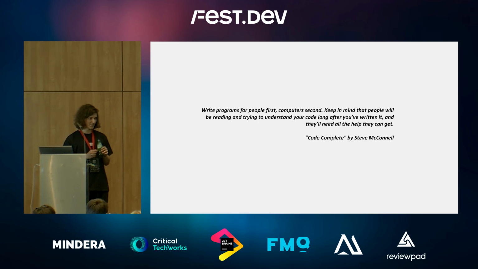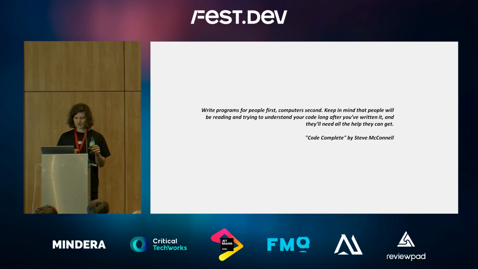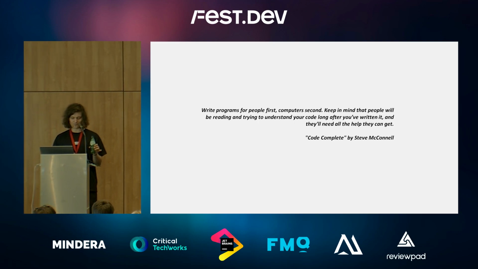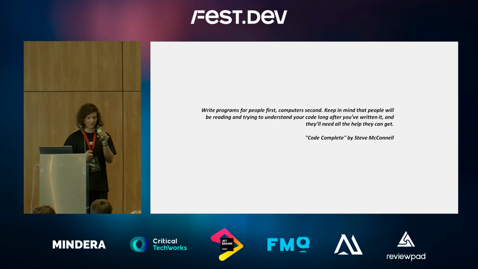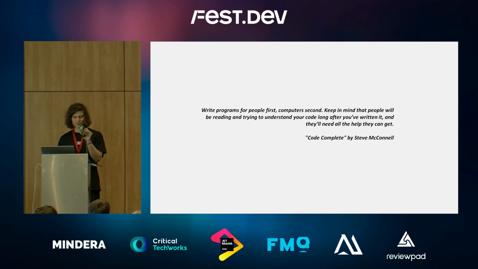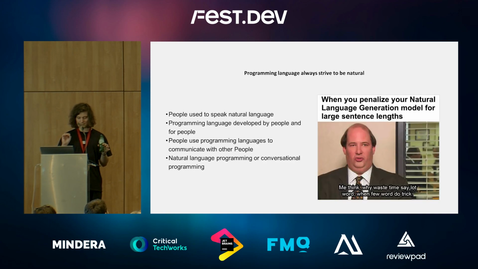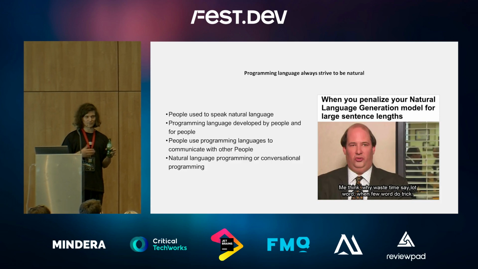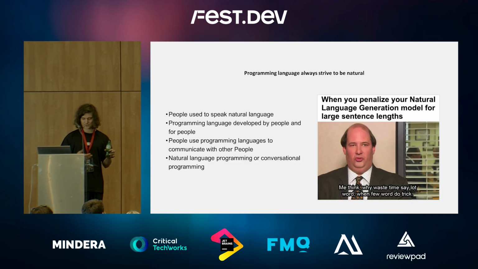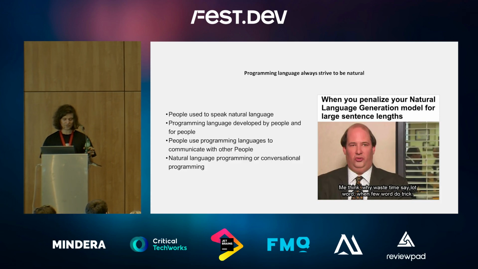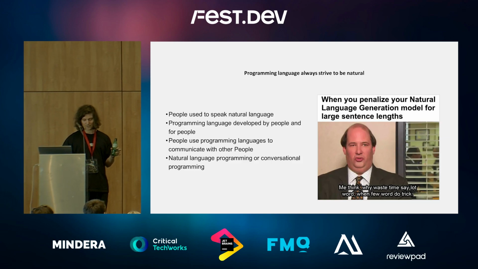So I was inspired by this quote by Steve McConnell in the Code Complete book. He wrote something like, write programs for people first, computers second. So basically you need to write understandable code because it's super important. First, people are used to speaking natural language and people actually read your code, so you're using your code for communication. Second, programming languages are developed by people and for people.